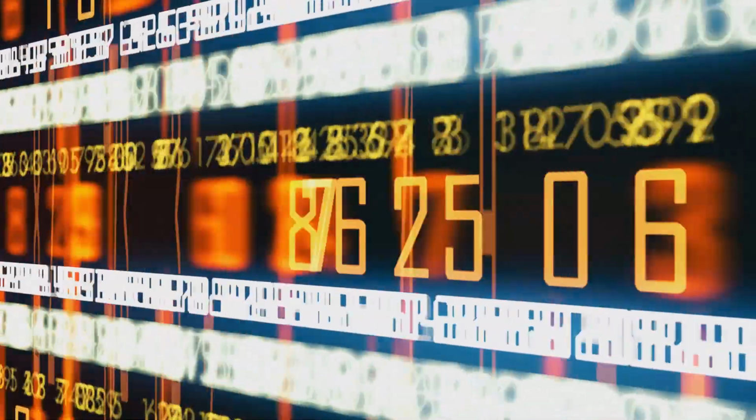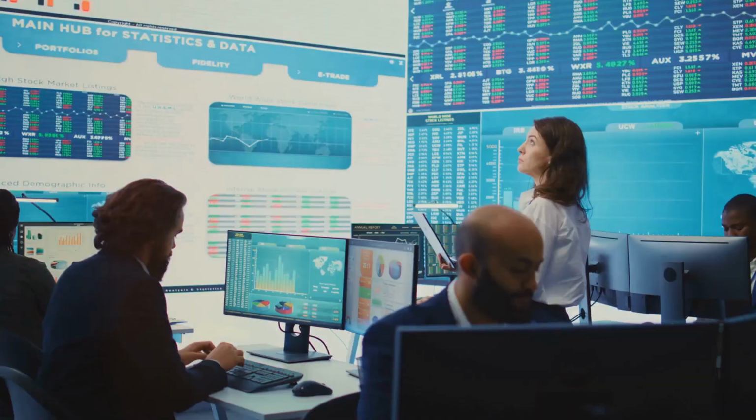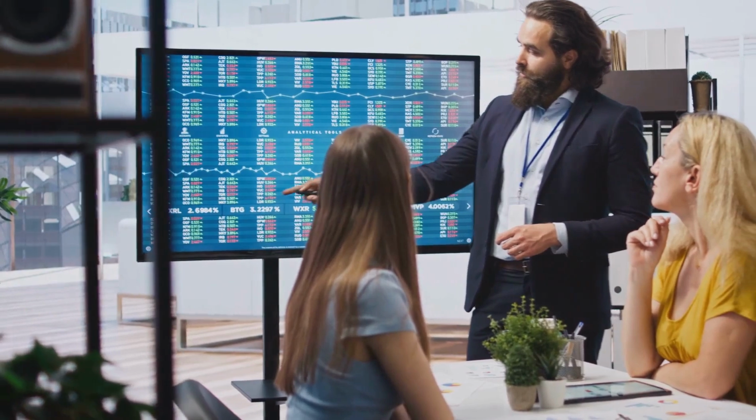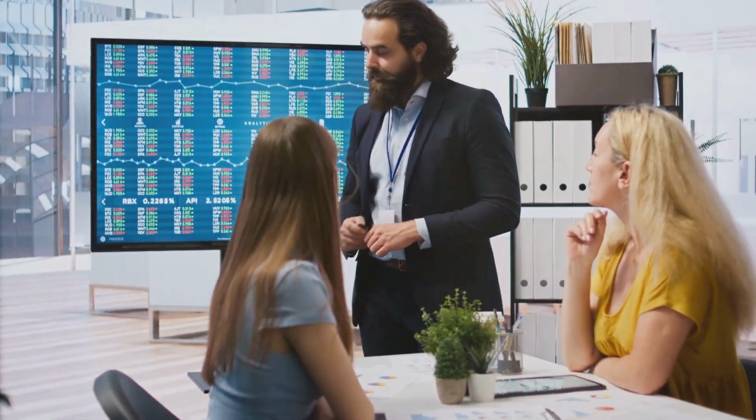These indices are more than just numbers flashing on a screen. They tell a story about the health and direction of the market. Understanding what they represent and how they move can be invaluable for any investor.